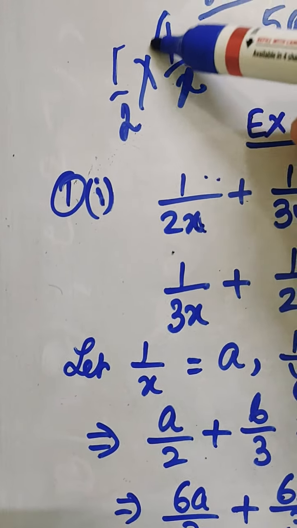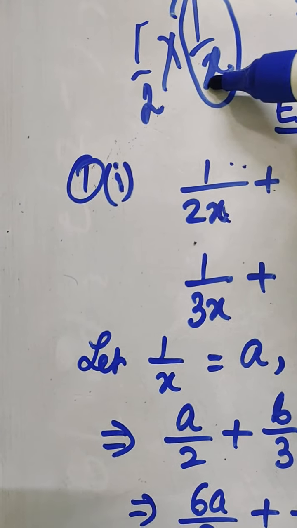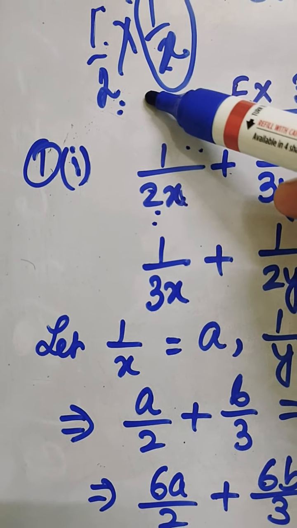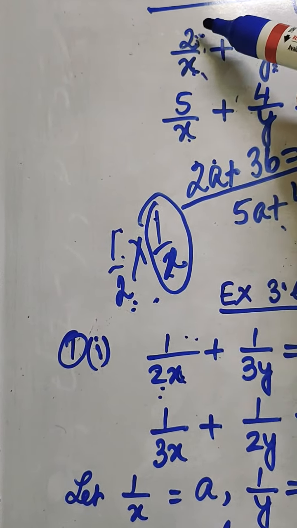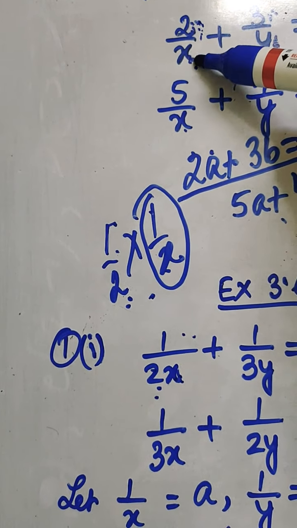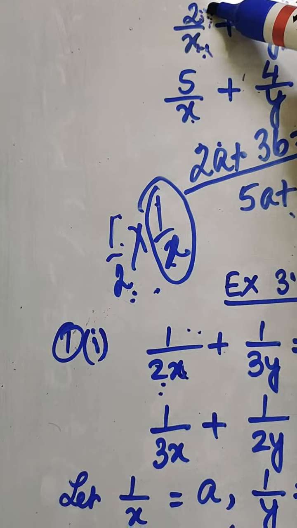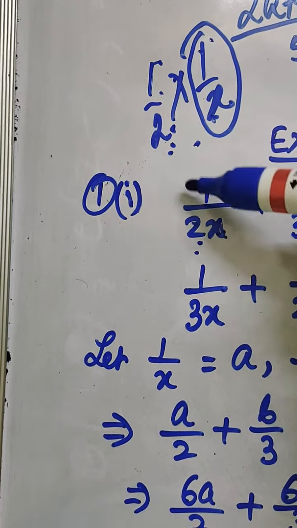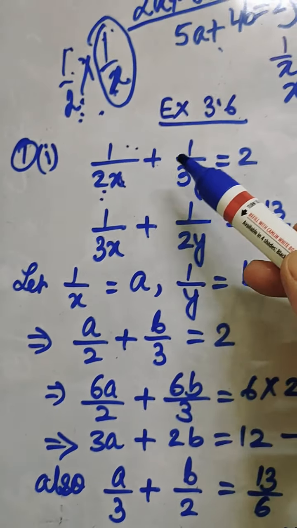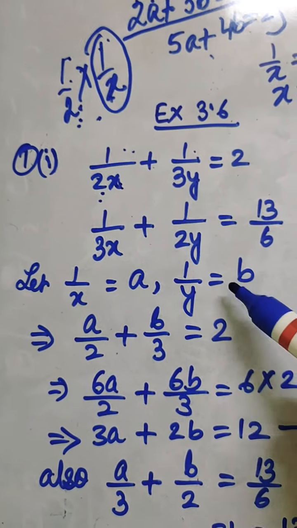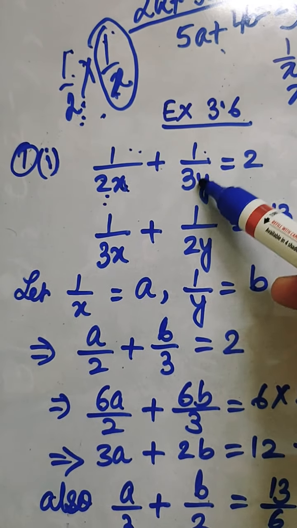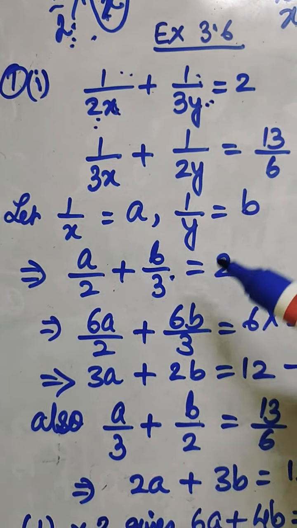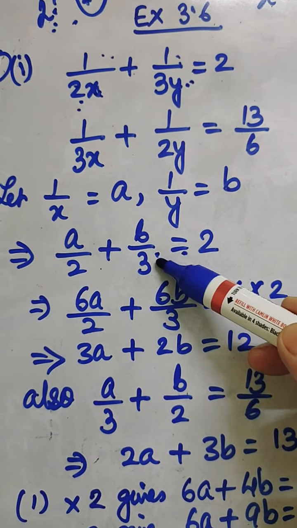This means 1 by 2 into 1 by x. Now 1 by x you can replace by a, that gives you a by 2, because 2 will remain in its own place, 2 will not jump up. There also 2 was in its own place in the numerator. So 1 by x was your a, thus it became 2a. Here 1 by x is your a, but 2 is in the denominator, so it will be a by 2. In the same way, 1 by y will be assumed as b, thus this gives you b by 3.